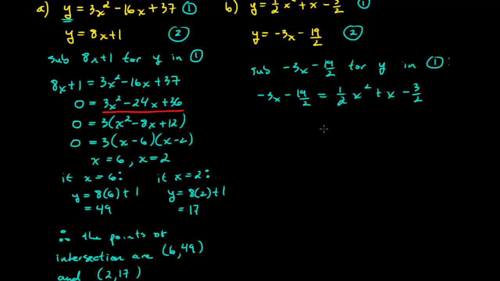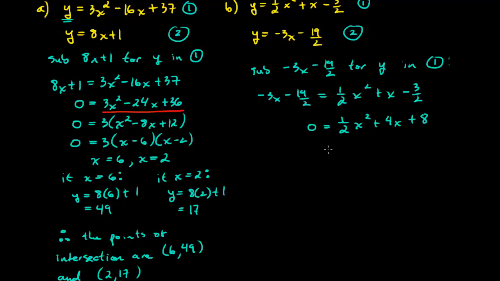So let's go ahead. We can first rewrite this in standard form. So if I add 3x to both sides of this equation, and I add 19/2 to both sides, I get 0 is equal to 1/2 x squared plus 4x. Negative 3/2 plus 19/2 is positive 16/2, which is positive 8. So I get 0 is equal to 1/2 x squared plus 4x plus 8.